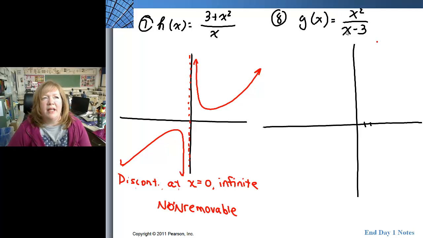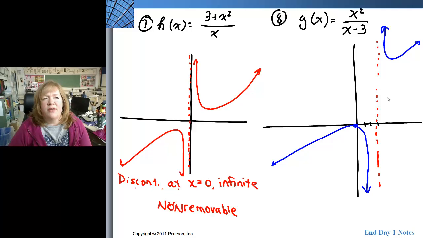This one right here, can I put 0 in for x? That kind of clues you in. It doesn't have a discontinuity there. It's only discontinuous at x equals 3. So if I draw this, I've got an asymptote at 3 because that would make the function undefined. And you can draw that. You've also got an oblique asymptote here, which we'll get to later. We'll talk about all those asymptotes later.